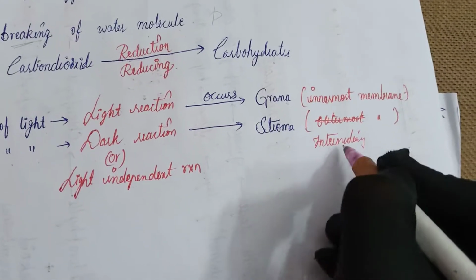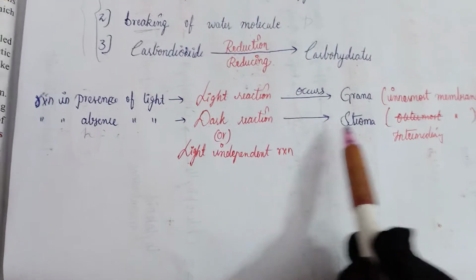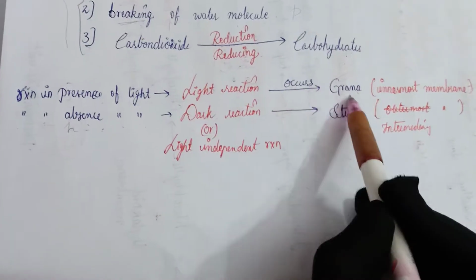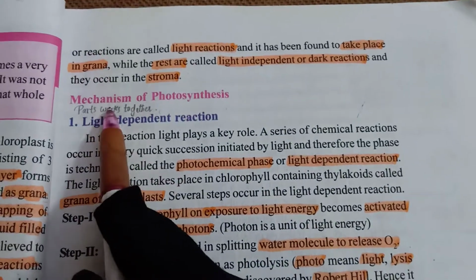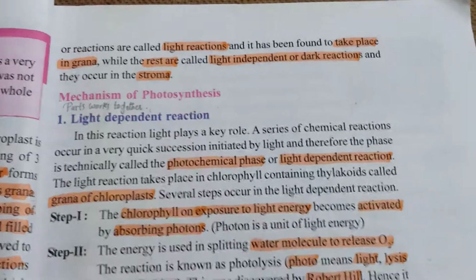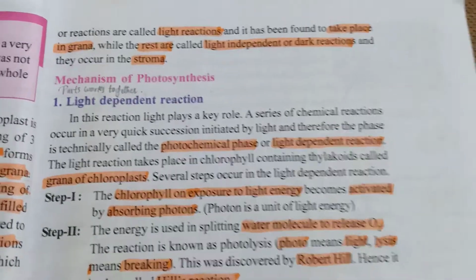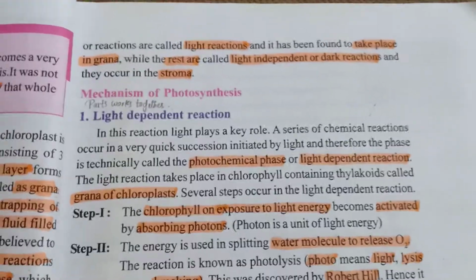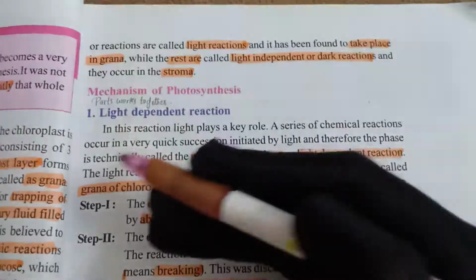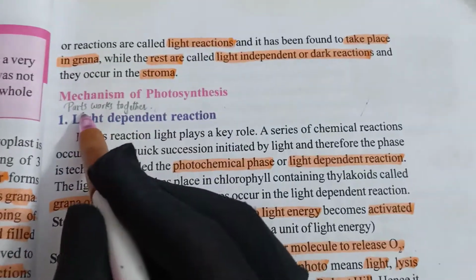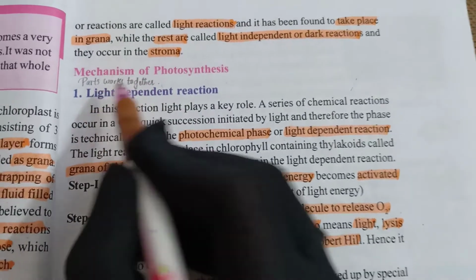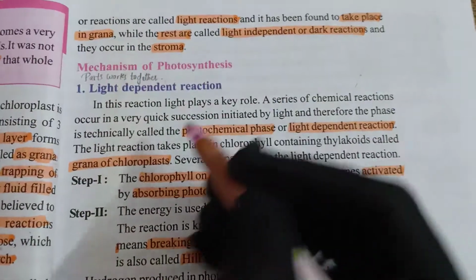Stroma is the intermediary part. The fluid which is present is called the intermediary part, right? So the dark reaction takes place in the stroma and the light reaction takes place in the grana. So next, the mechanism of photosynthesis. As we know, there is a light reaction and a dark reaction in the process of photosynthesis, but mechanism means how the process goes on, the step by step mechanism we have to give. How the parts work together and how it works, okay, we have to see.